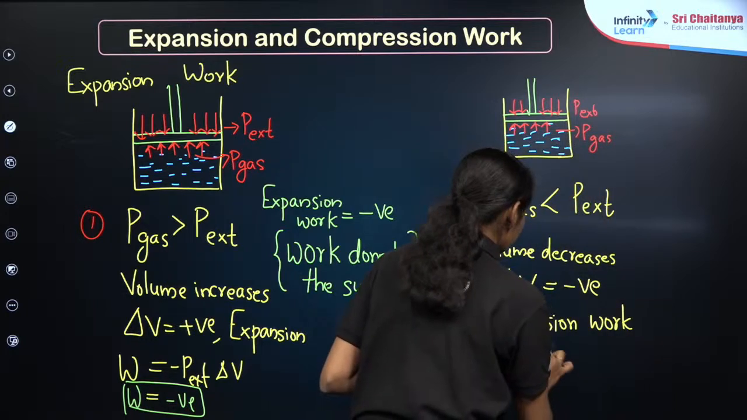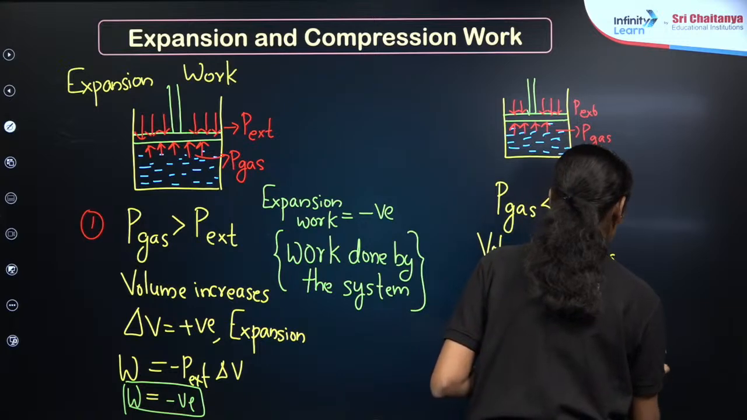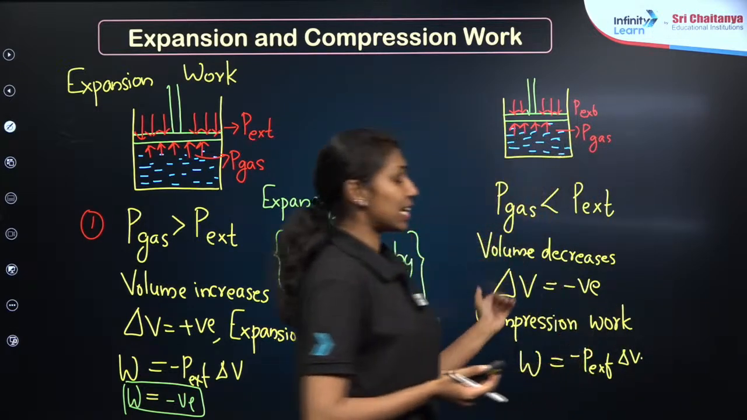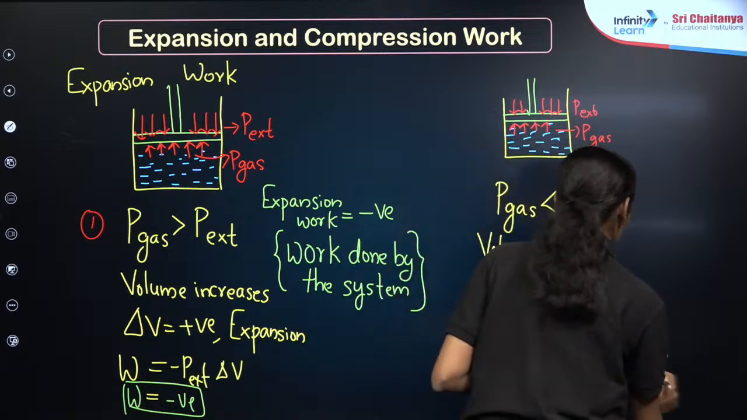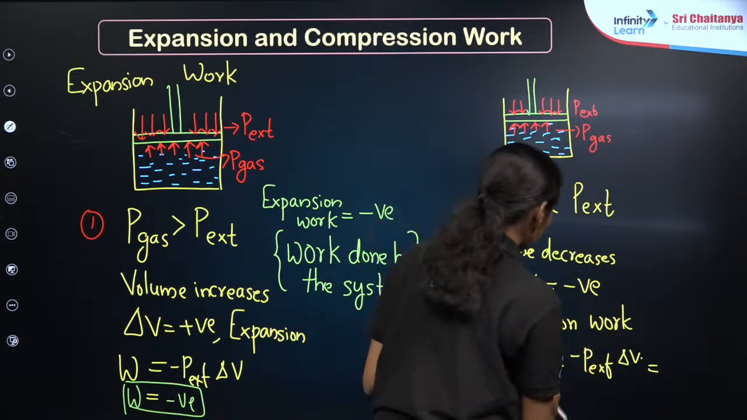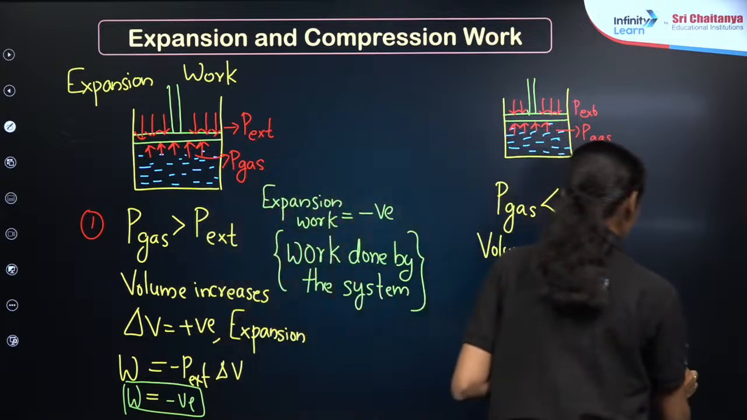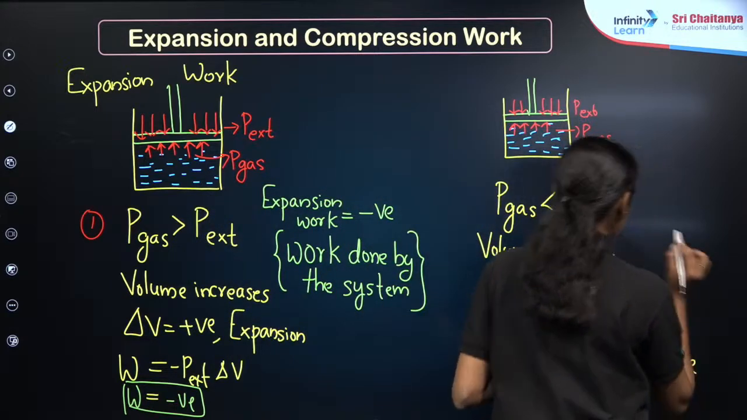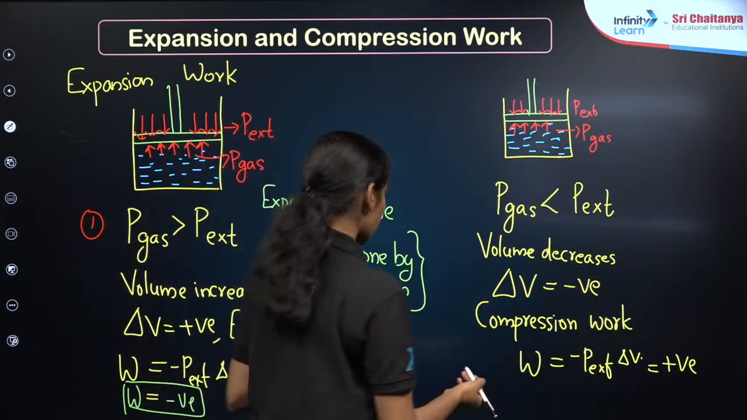So in general terms, W is equal to minus P external into delta V. Here the change in volume, delta V, is negative. So the final value of work is equal to negative into negative, that will be positive. So we can say that the work done during a compression work will be positive.